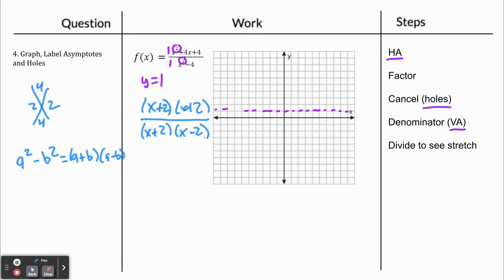Now, a couple of things here. First of all, I can cancel out this x plus 2 and this x plus 2, which gives me a hole. So there's a hole at x equals negative 2, because that would give a 0 in the denominator if I were to plug that in.